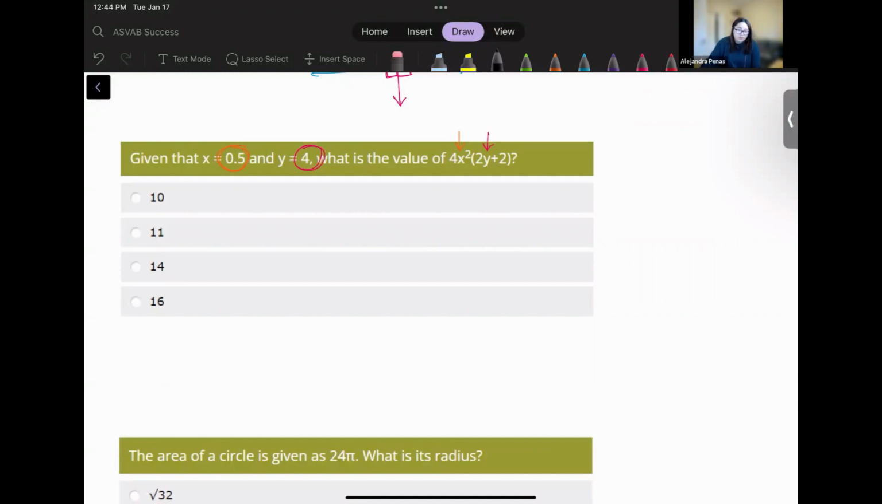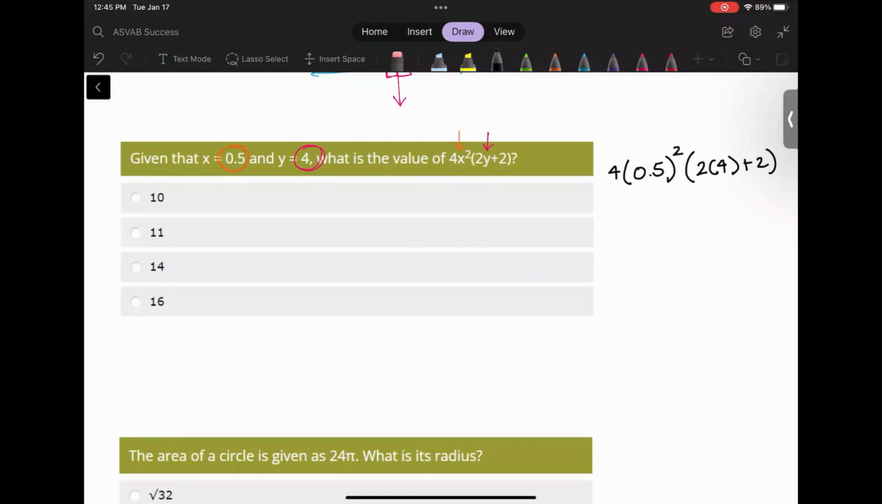So let's rewrite this problem. We're going to have 4 times x, which is 0.5, taken to the second power, times 2 times 4 plus 2. And now we need to use what? What process should I do here? Anybody? PEMDAS. PEMDAS, yes. We're going to use order of operations, which means we're going to go through PEMDAS.